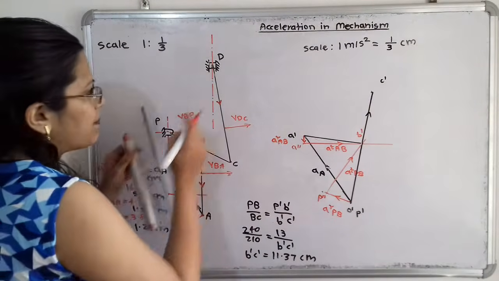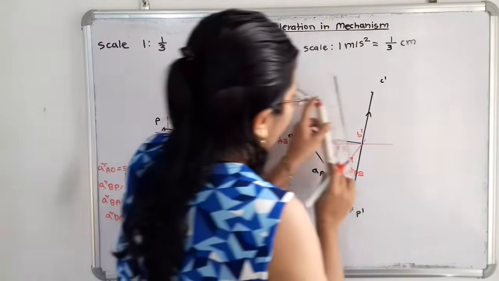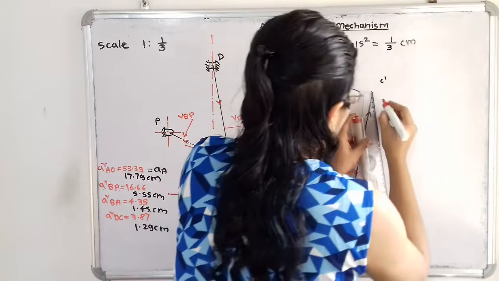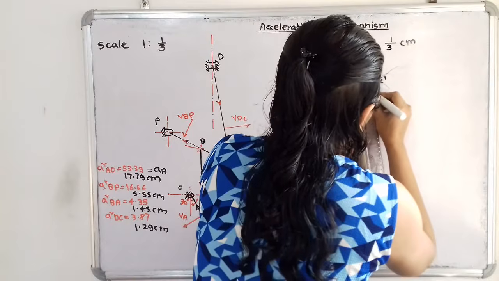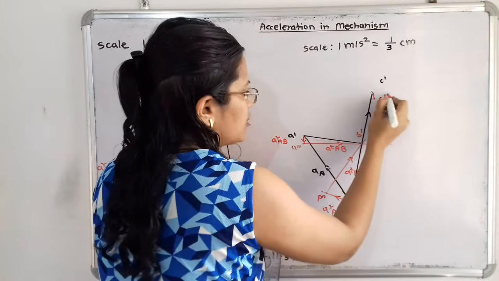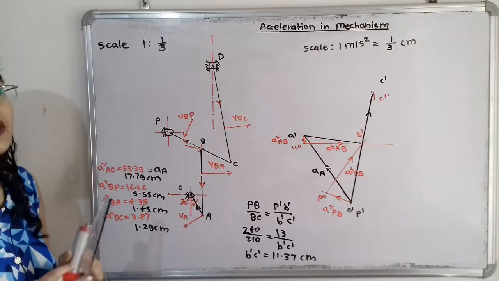So take the line parallel to this link CD and draw one line passing through this point C dash. But this scale is 1.29, so approximately 1.3, I will select here one point and draw one line. So from C dash to C double dash I will take this. Now we have to draw the tangential component.